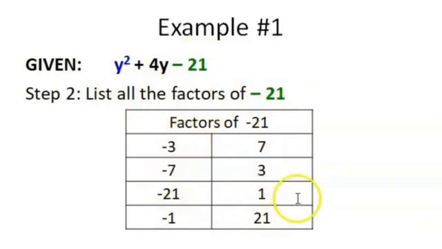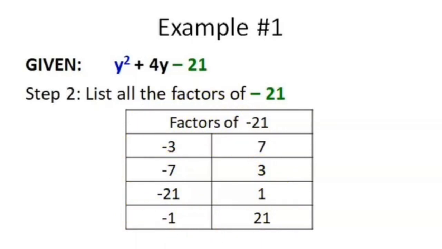So, I have here the factors of negative 21. We have here negative 3 and positive 7. Because if we multiply negative 3 to positive 7, the result is negative 21. And we have also negative 7 and positive 3. Negative 7 times positive 3 is still negative 21. And negative 21 and positive 1. So therefore, negative 21 times positive 1, the result is negative 21. And we have also negative 1 and positive 21. If we multiply negative 1 and positive 21, the result is still negative 21. So, ito na po yung factors ni negative 21.